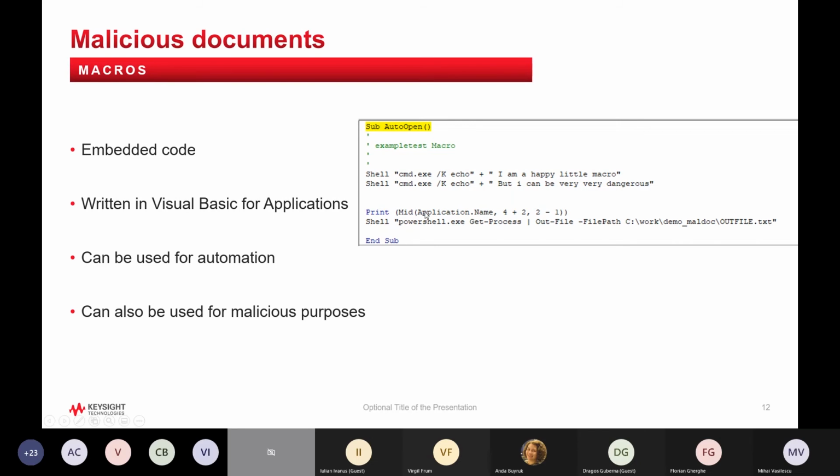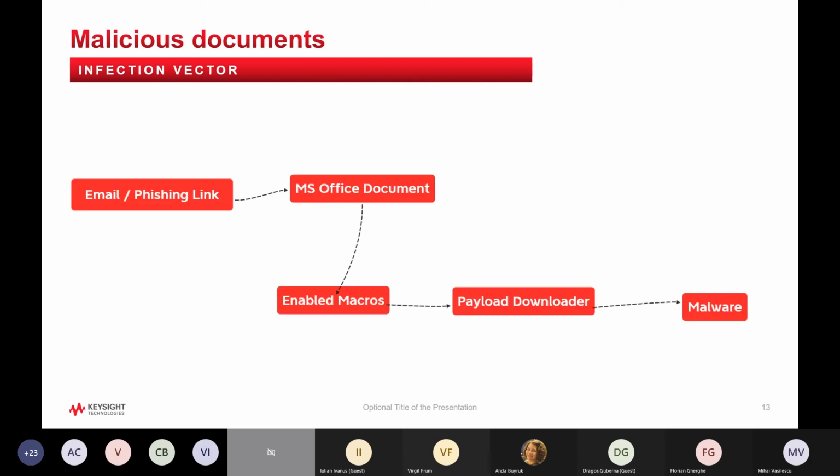So you could run a PowerShell and download the file, execute it, and so on. So this is pretty much the infection vector, let's say, that we talked about. You have an email with an attachment or a URL link to download the document. It then prompts you to enable macros. So then the code gets executed, downloads additional payloads, executes the malware, and so on. You're basically infected at that point.